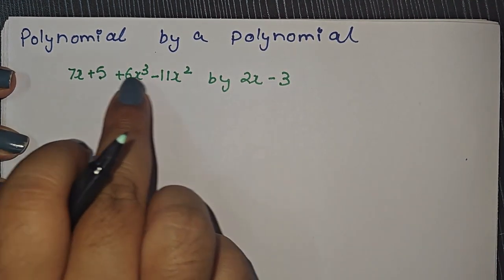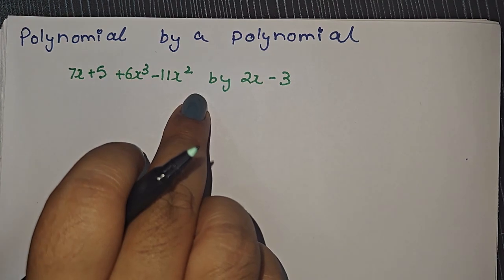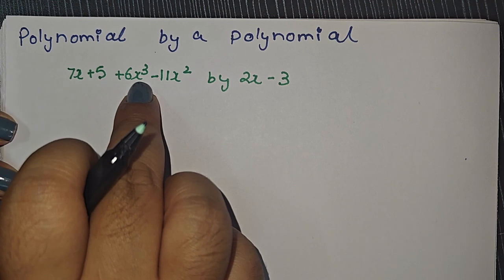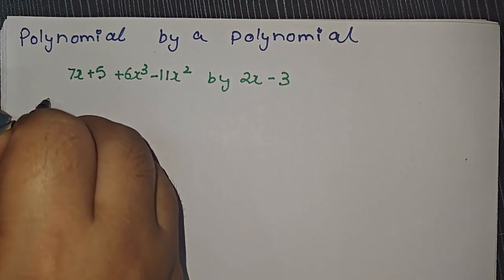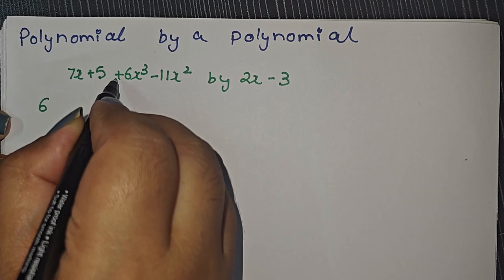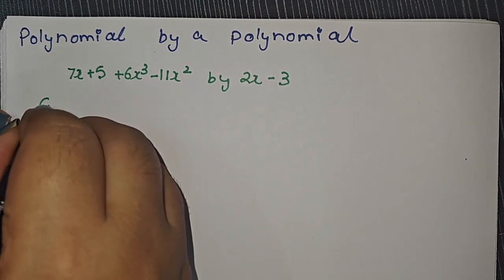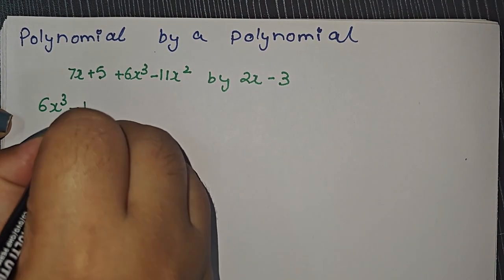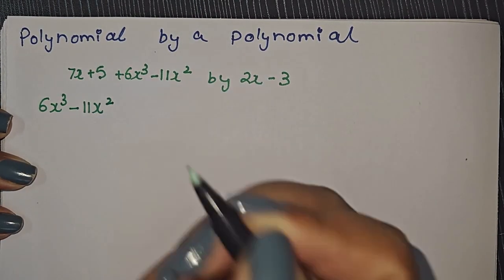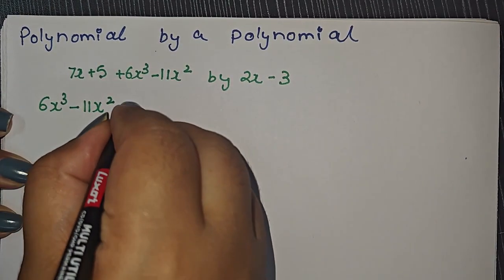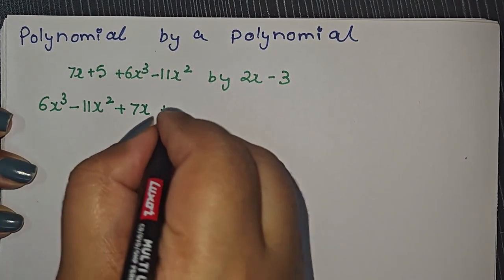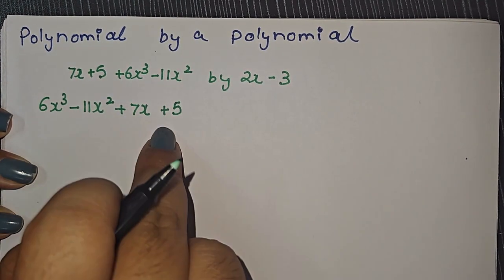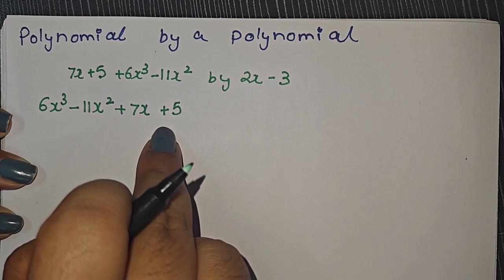So first of all, let's pick this one. We have x's, and the highest power is x to the power 3, so this one will come first. Please be very careful about the signs. This is positive, so 6x to the power 3. Now next will be minus 11x^2. Next is 7x. Then we have 5. So we have arranged this in the descending order of the degree or the power.